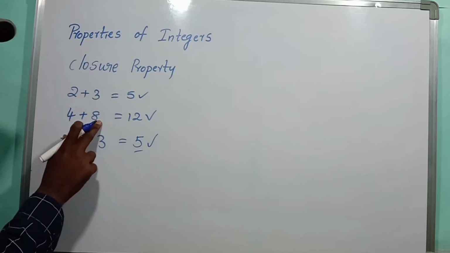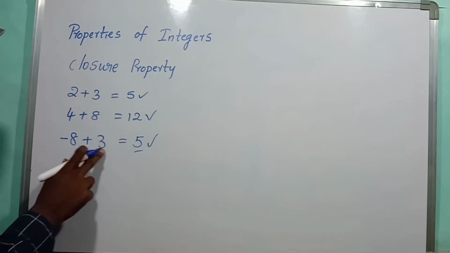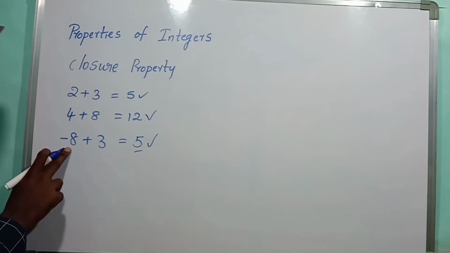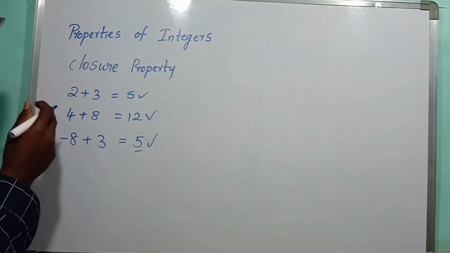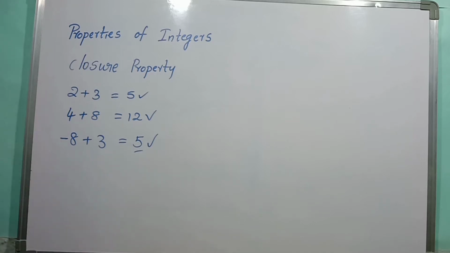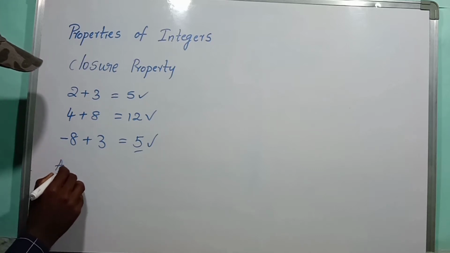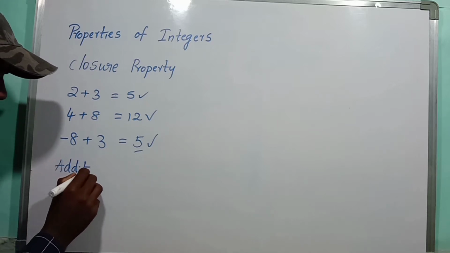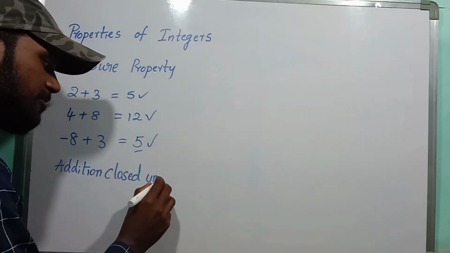4 plus 8 is equal to 12. 4 is an integer, 8 is an integer, and 12 is also an integer. So minus 8 plus 3 is equal to 5. Minus 8 and 3 are integers, and 5 is also an integer. Doing this, all the results we get are integers. So addition is closed under integers.